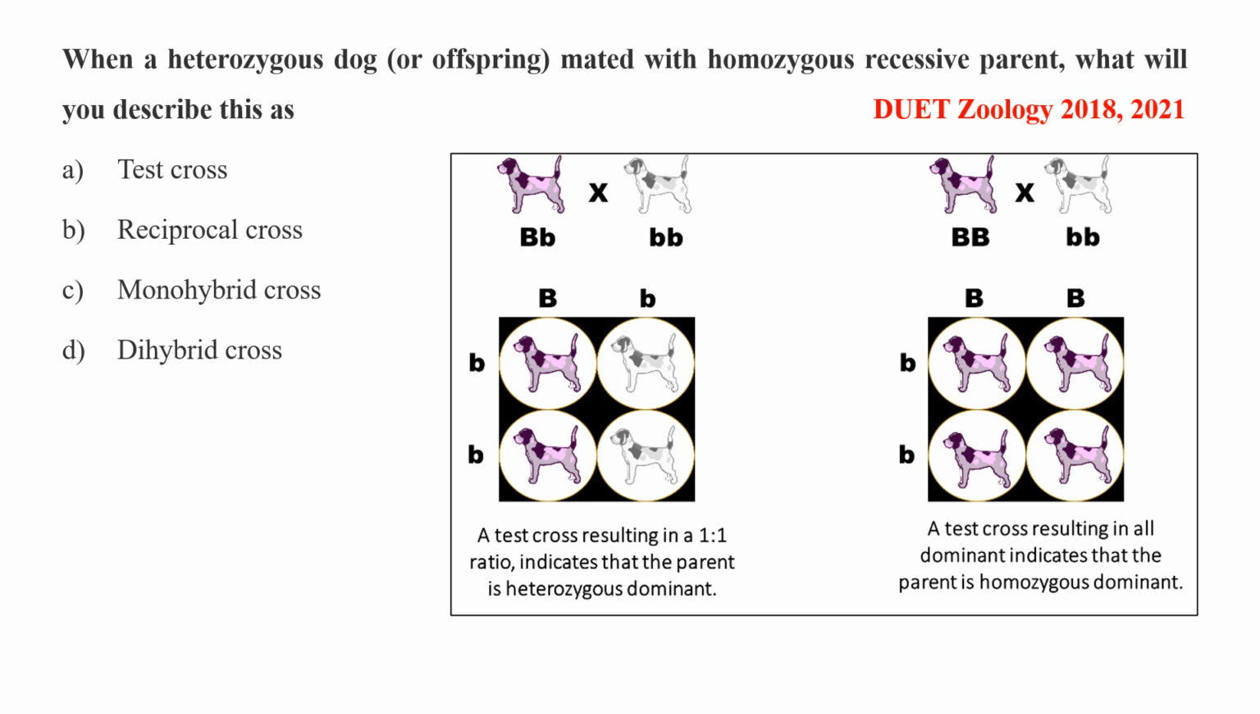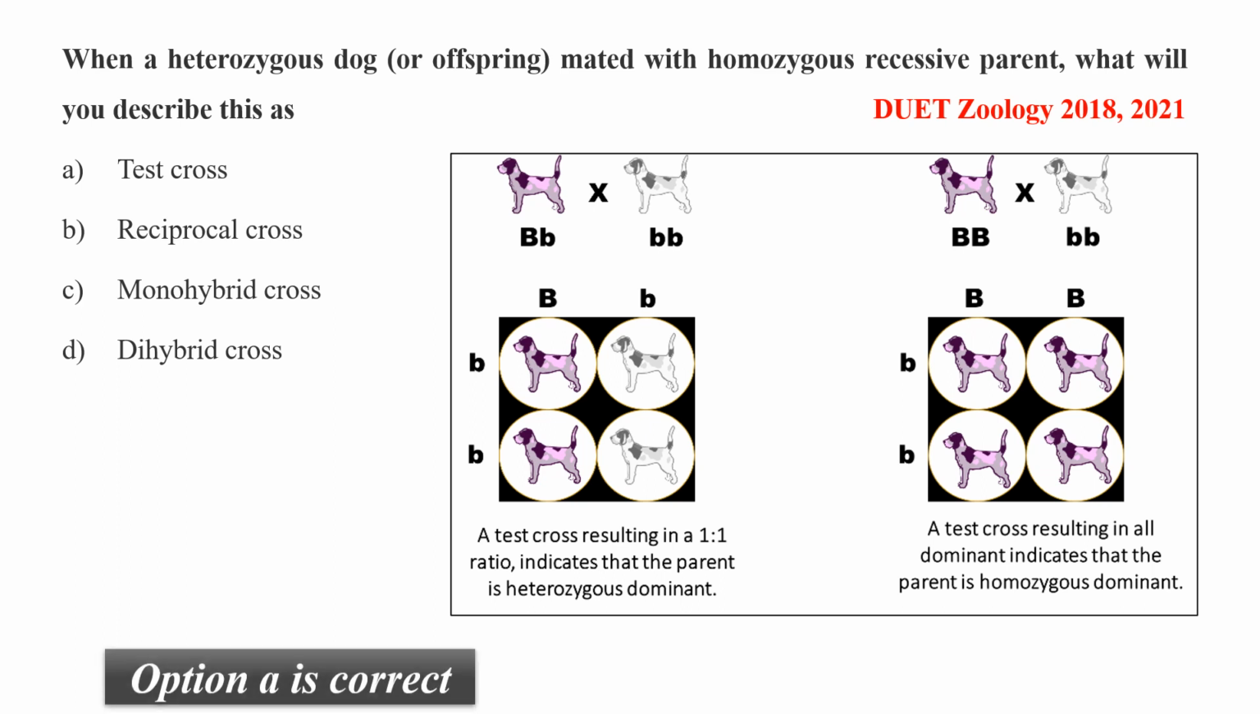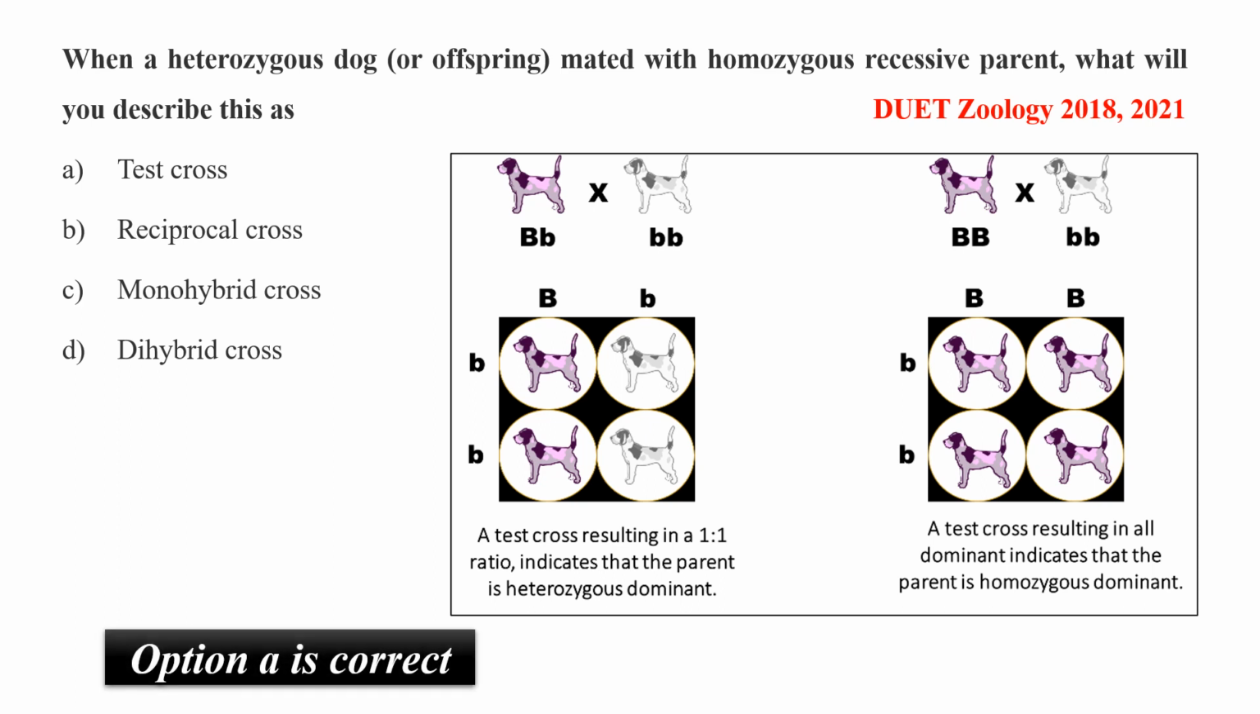If the F1 progeny has 50% dominant as well as 50% recessive character, then the dominant parent would be heterozygous. While if the F1 progeny has all dominant character, then the parent with the dominant character must be homozygous. So whenever a heterozygous condition is mated with a homozygous recessive condition, such a cross is known as a test cross.